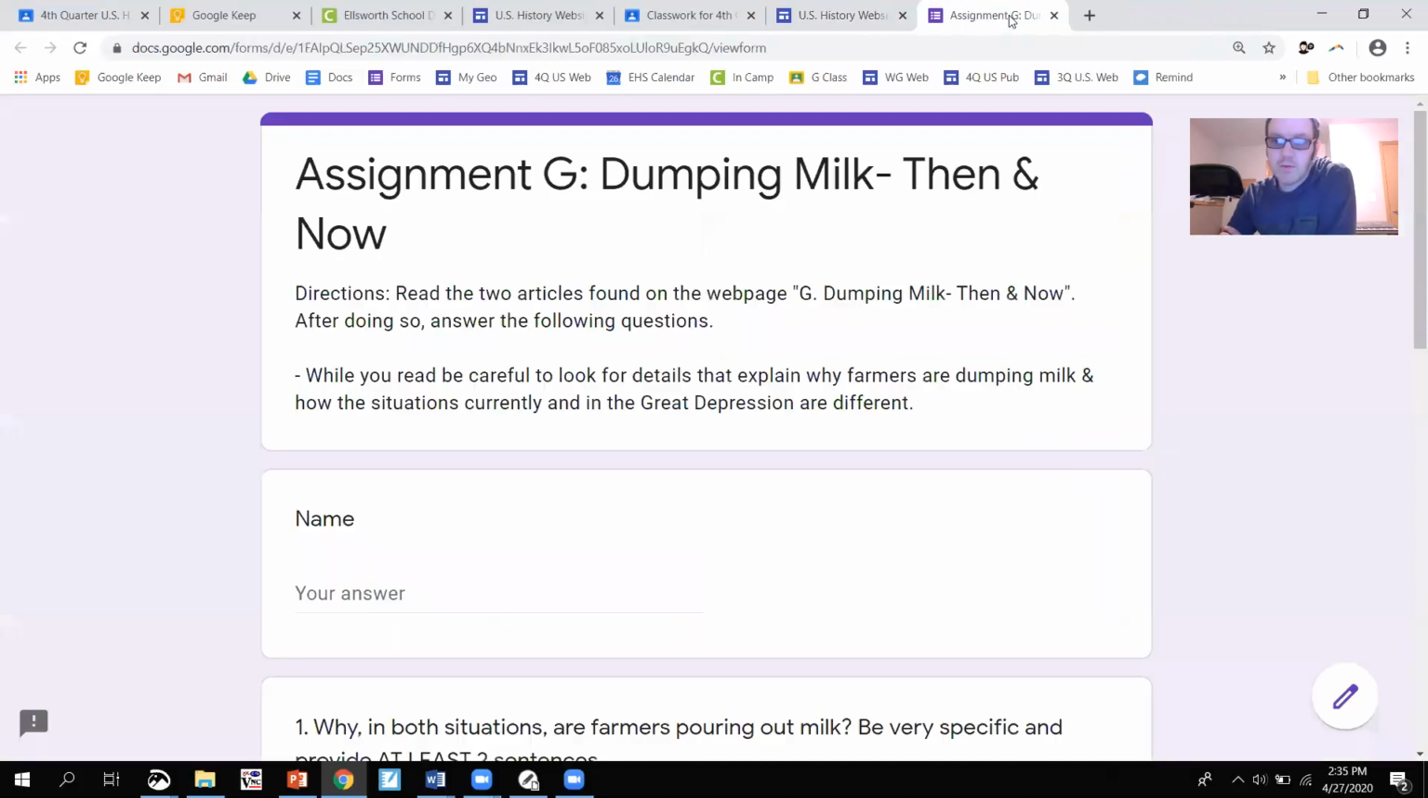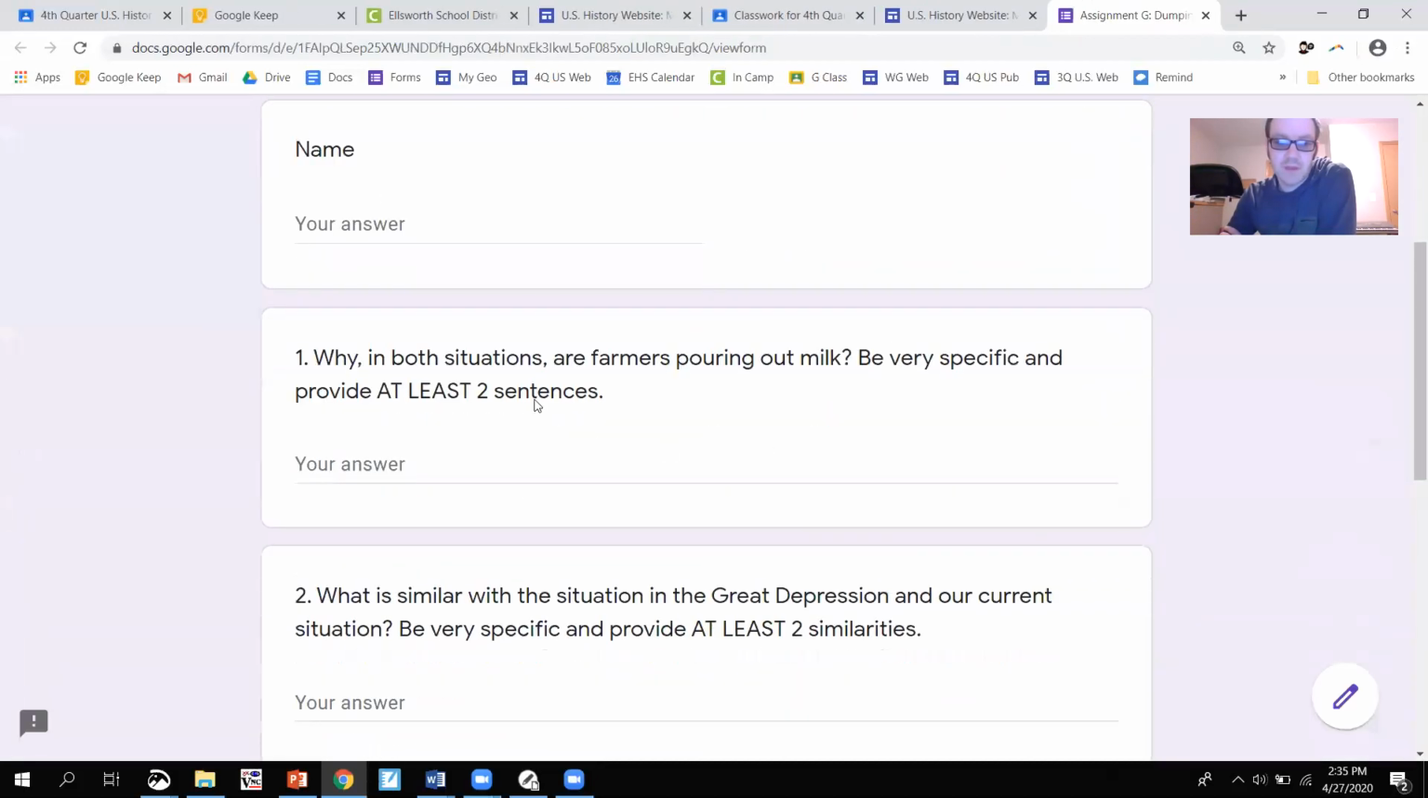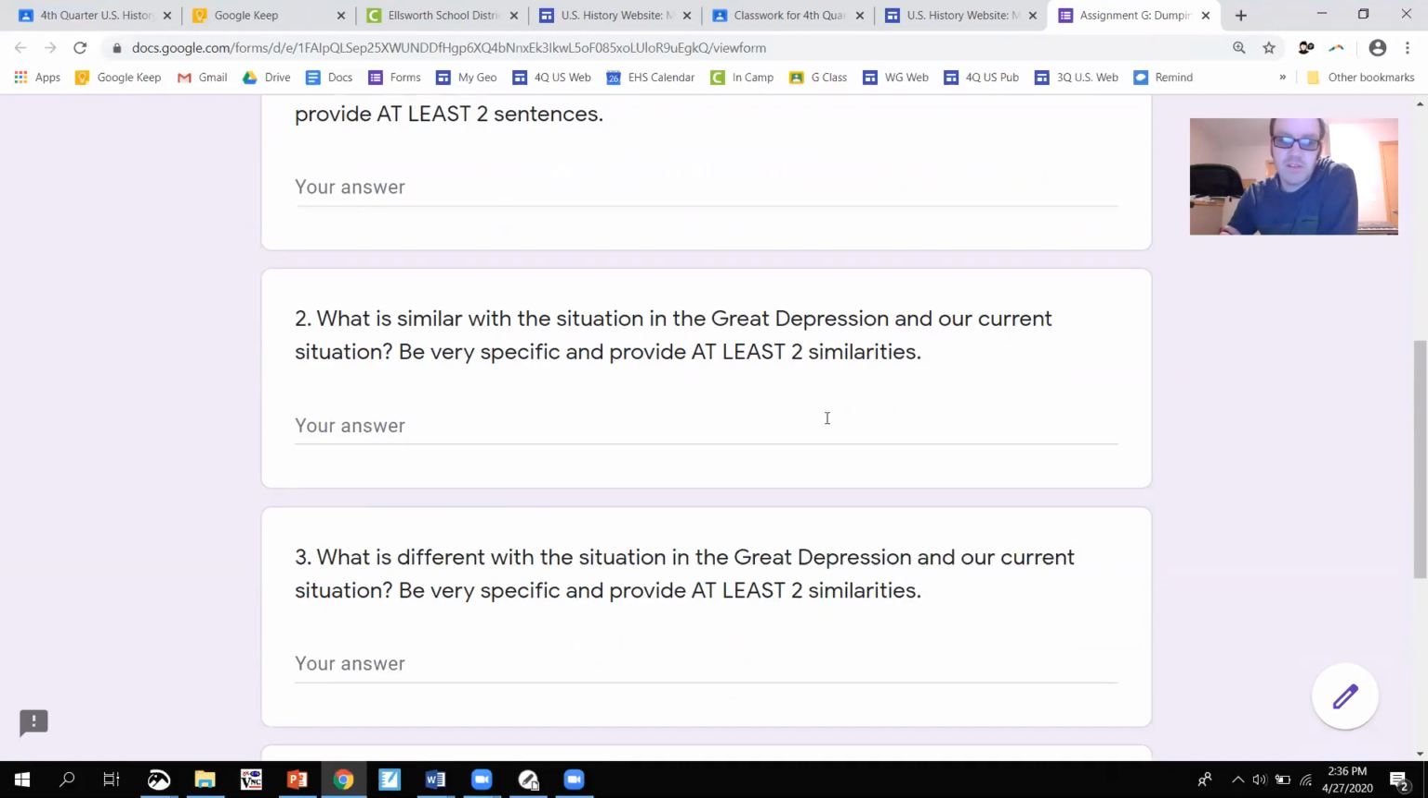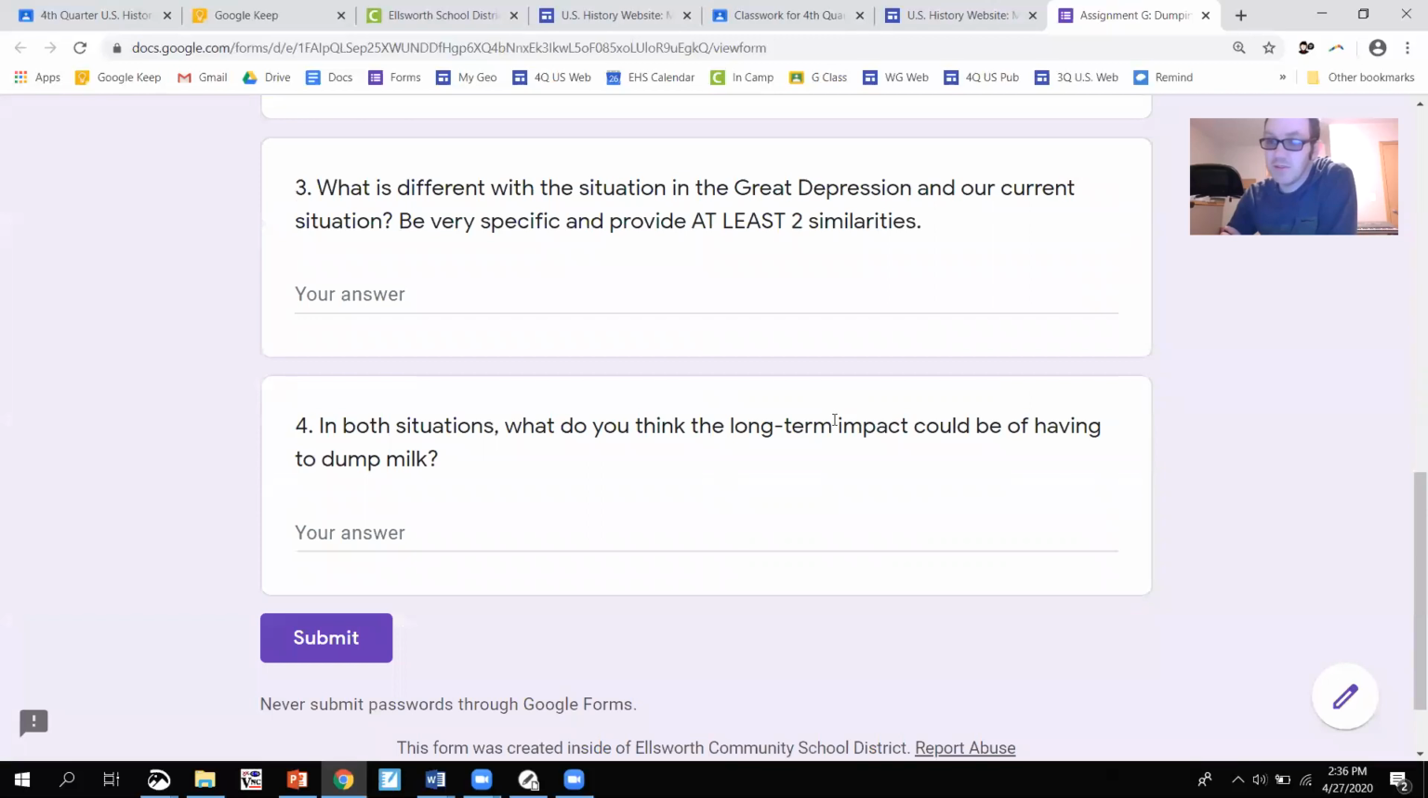So the specific questions are, as I said, one, why in both situations are farmers pouring out milk? Be specific, use 2 sentences. 2, what is similar with both these situations? And give me at least 2 similarities. 3, what's different about these two situations? Give me at least 2 differences. And finally, in both situations, what do you think the long-term impact could be of having to dump out their milk? So that's your second assignment.